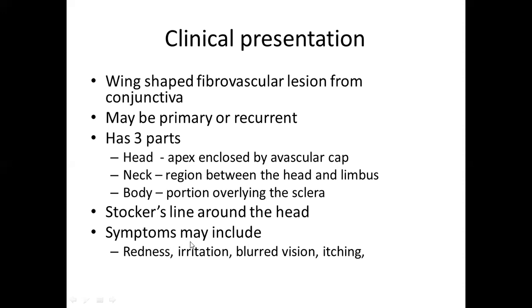All right. So if it alters the shape of the cornea a bit, it's encroaching on the cornea and sitting on the cornea, it may make the shape a bit irregular, and that may affect vision, because the cornea contributes a lot to vision. So it may form what we call astigmatism and cause blurry vision. There may be itching associated with pterygium too. Next slide, please.